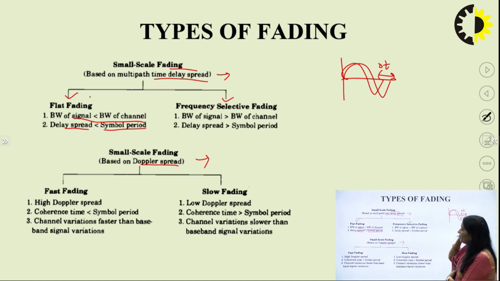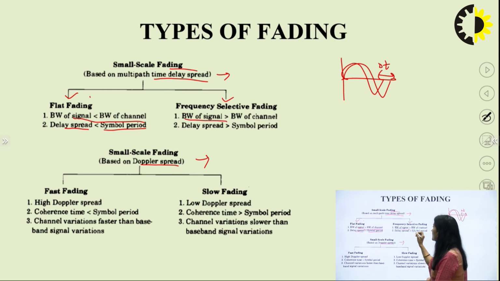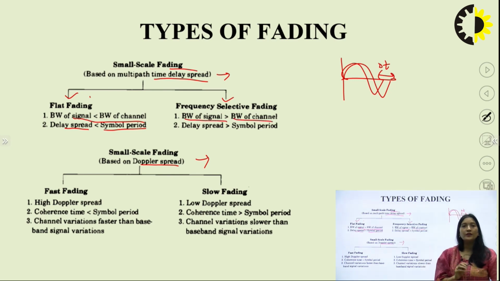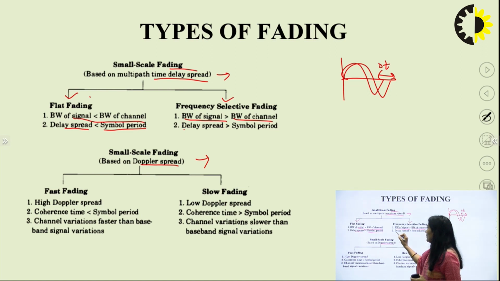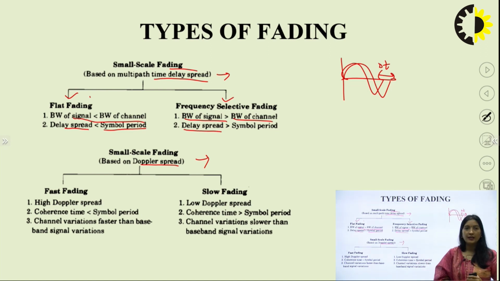In frequency selective fading, the opposite case is there, vice versa. If the bandwidth of the signal is greater than the bandwidth of the channel, then your signal will observe frequency selective fading. Also, when the delay spread is greater than the symbol period, then also your signal will feel frequency selective fading. So this is based on the multipath delay spread.